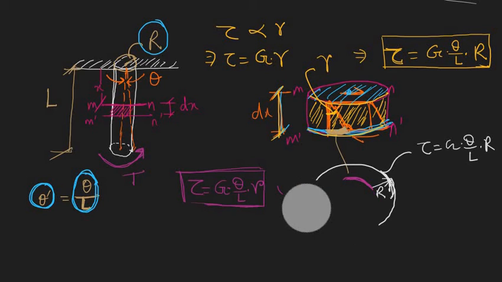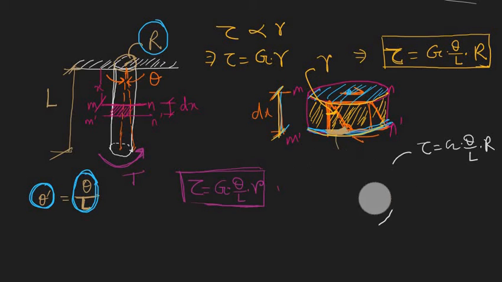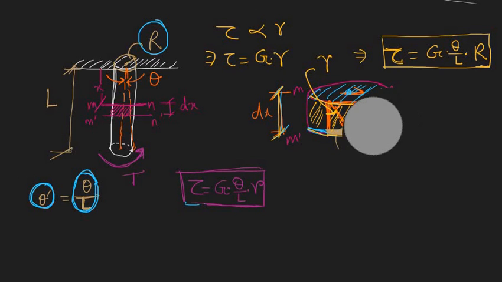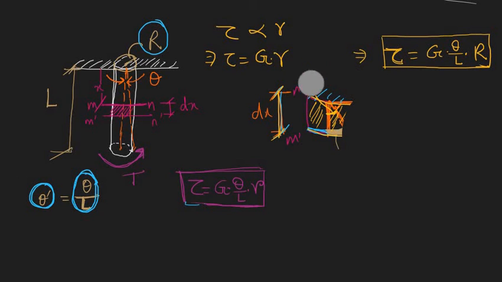Now, don't forget that initially we had applied a torque T. We will try to correlate the stress with this torque T. Here we have got the stress in terms of angular twist, that is theta. Now we will try to get the relation between torque and the stress. For that, what we have to do? At the very first, we have to clean everything.